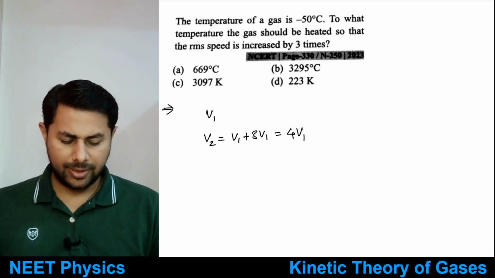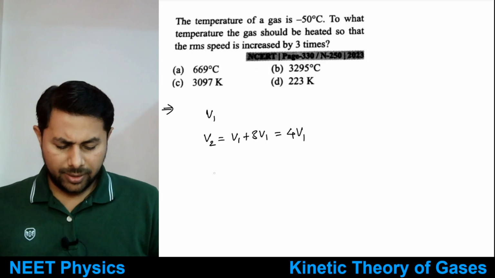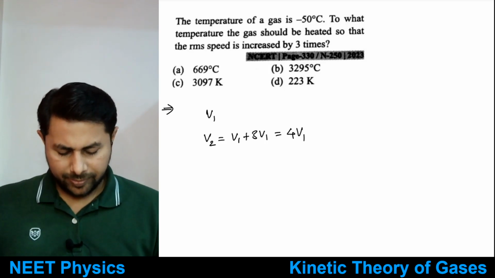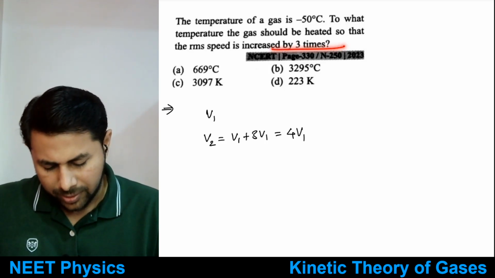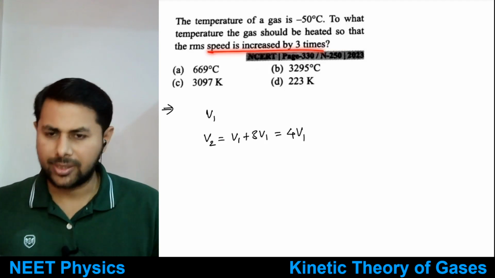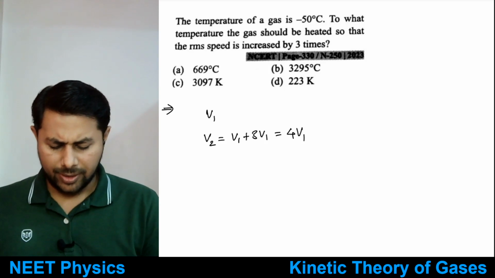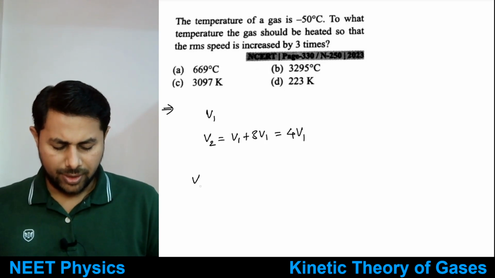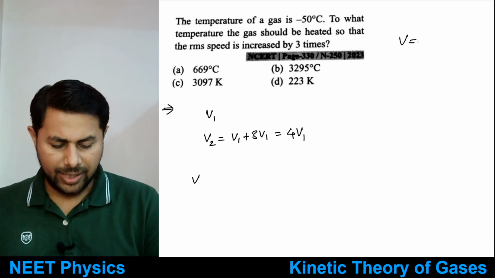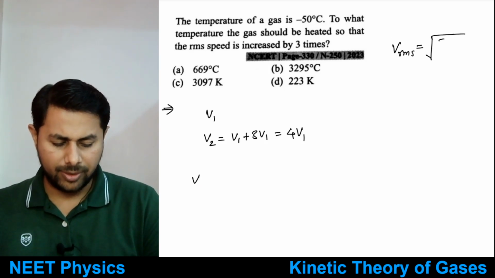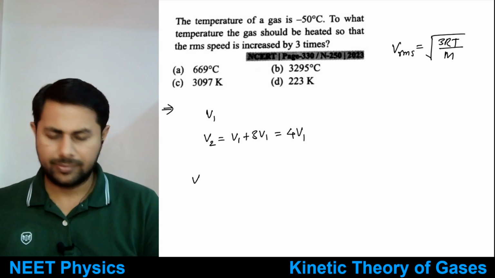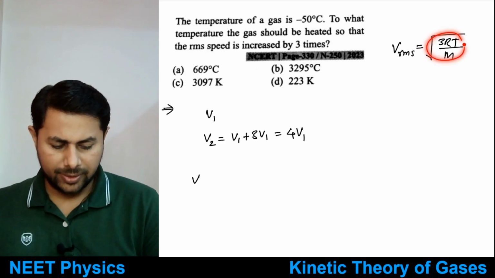Right. And then you want to find out at what temperature V2 will be 4 times of V1. So we know that Vrms is equal to what? Vrms is the square root of 3RT by M. Okay, this is the formula.